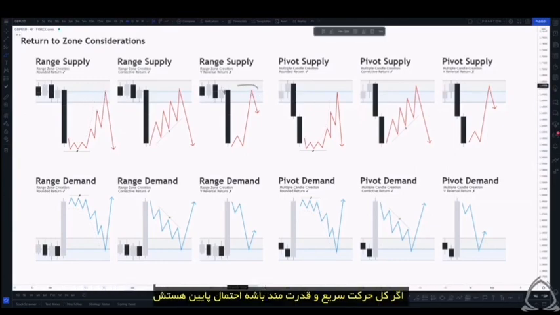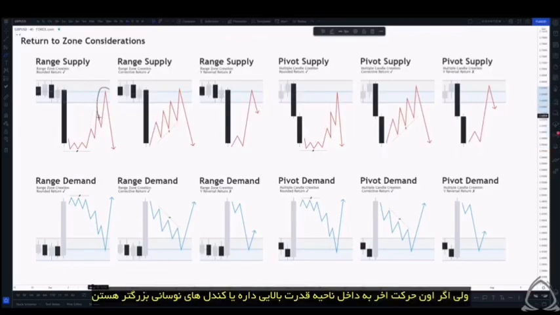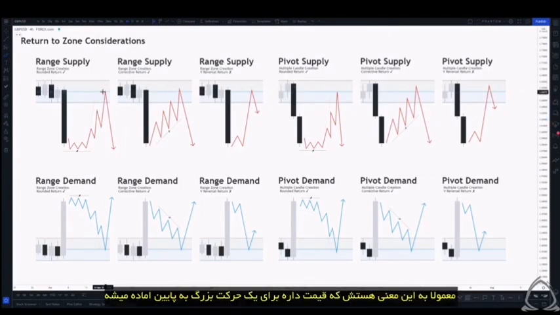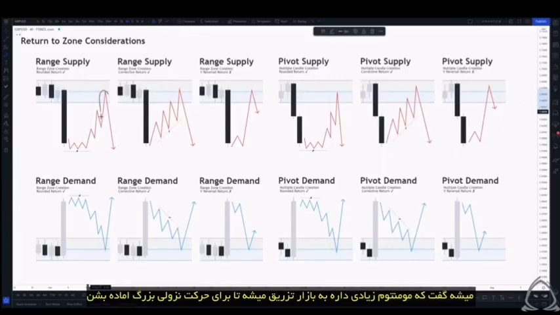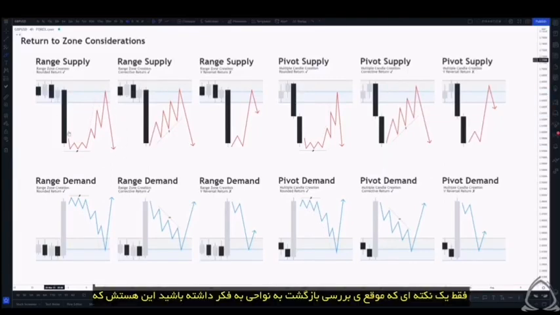Now, if the whole move is aggressive in, it's not great and it's low probability. But if that last little re-entry into the zone is high momentum or larger volatility candles, that often means that price is gearing up for a large move to the downside. What can be said is that there's a lot of momentum being pumped into the markets to get ready to push it down further.